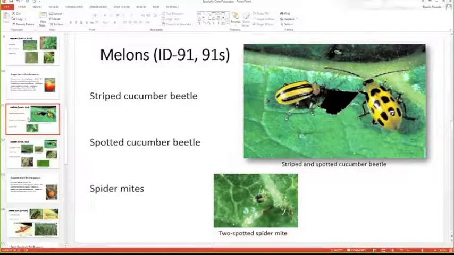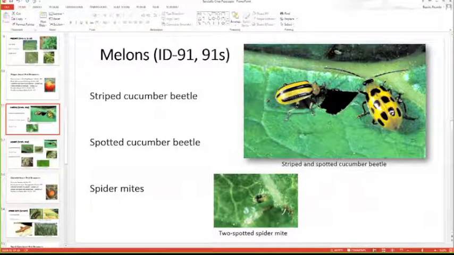The next crop I just wanted to mention would be melons. So you could also put cucumbers in this group. The key pests that we really are concerned about are the striped and spotted cucumber beetles. And you can see a picture of them up there. They're about a quarter inch long. Generally, as soon as you put your plants in the field, they will be attacked by these beetles. Sometimes they even come into the greenhouse and attack the transplants that are being grown for the field.